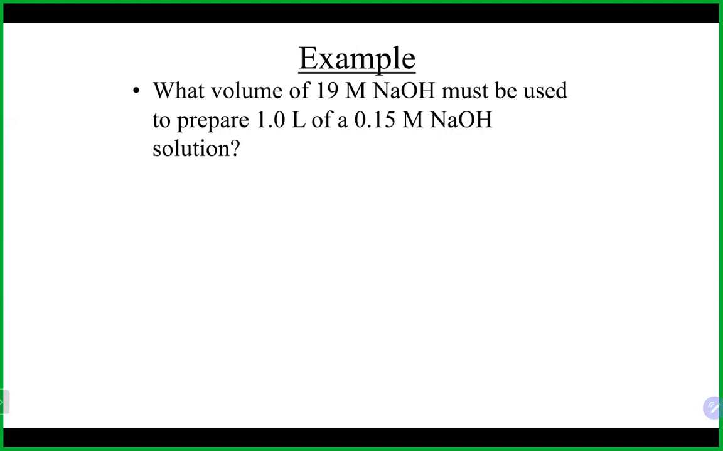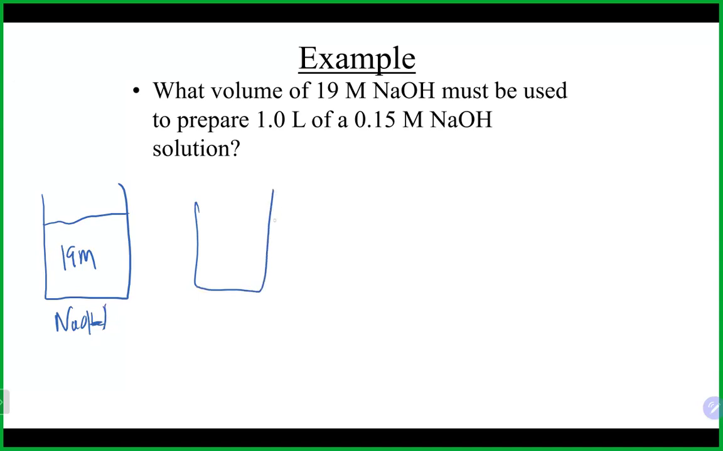So just to explain again what's going on, we basically have a bottle sitting there of 19 molar sodium hydroxide. And what we want to make is a new beaker or whatever that has a total volume of 1 liter or 1,000 milliliters. And it should have a molarity of 0.15 molar. So this is definitely a dilution sort of problem.